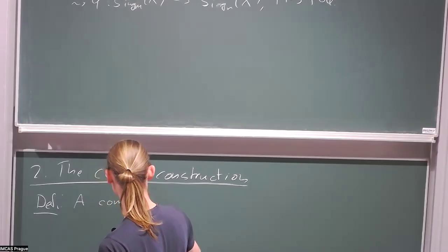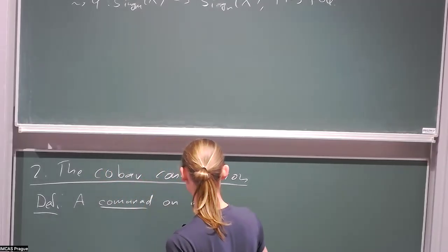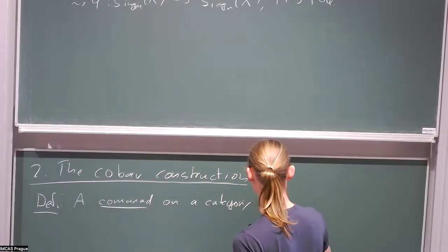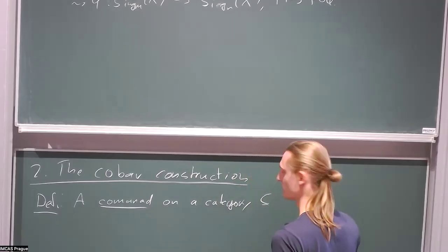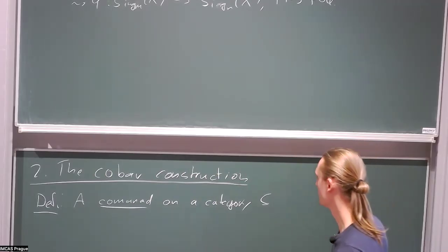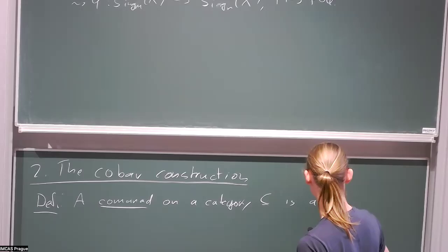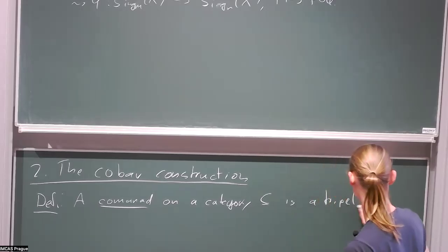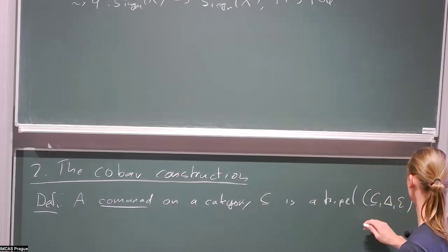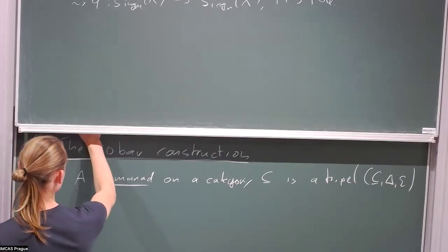A comonad on a category C, well, it's a comonoid in the category of endofunctors of C. So what does it mean? This is a triple. Okay, I use again delta, but this probably doesn't hurt.